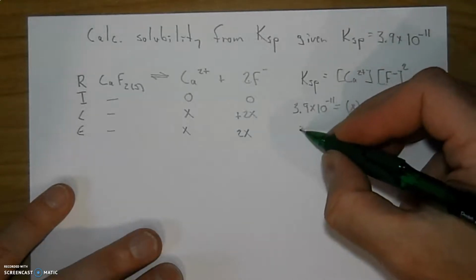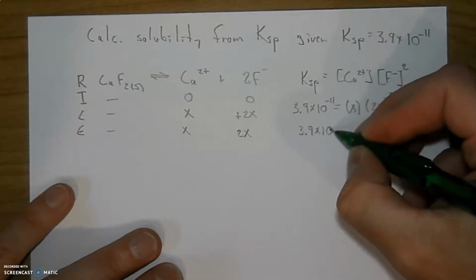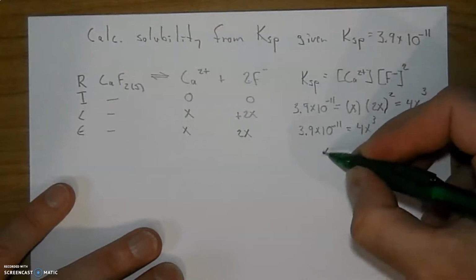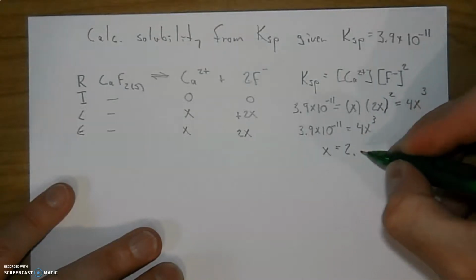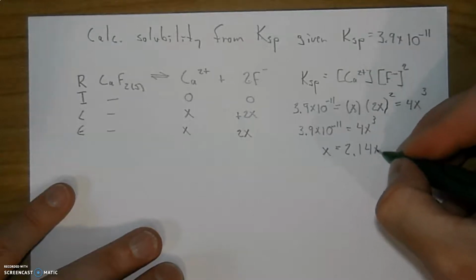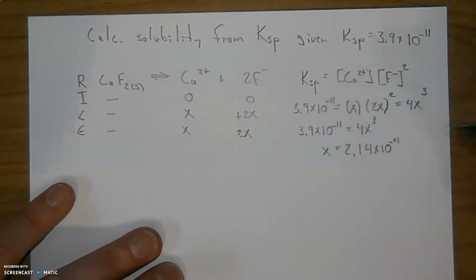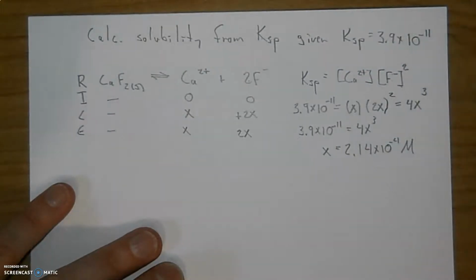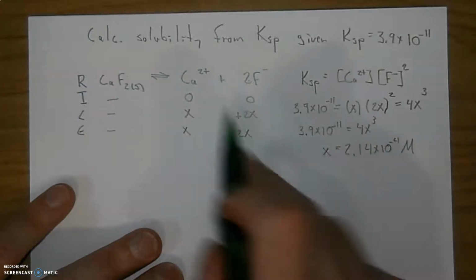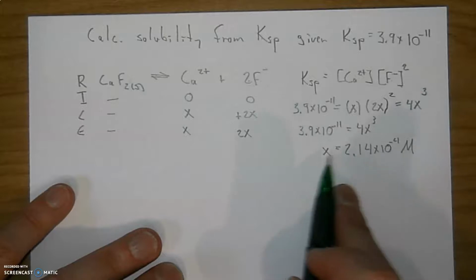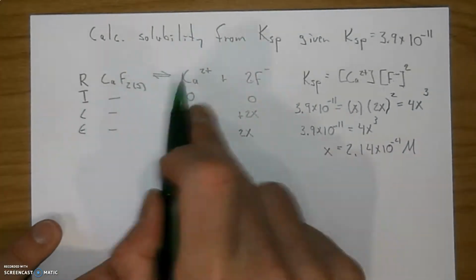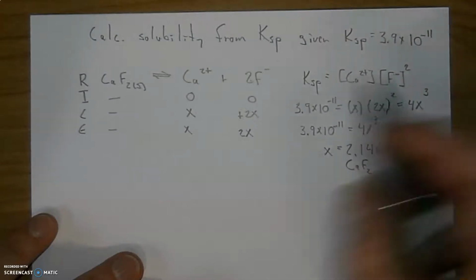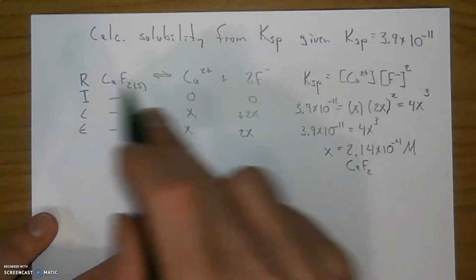So again, square this and then multiply by x. Doing the rest of the math, 3.9 times 10 to the negative 11 is equal to 4x cubed. I'm going to switch this around. X is equal to 2.14 times 10 to the negative 4, and these are molarities. These guys are always going to be molarities, so it is moles per liter. Done. There it is. So the solubility, that is what is equal to X, and they have a 1-to-1 relationship. So truly what I'm talking about here is calcium fluoride. It happens to be calcium as well, based on the stoichiometry.